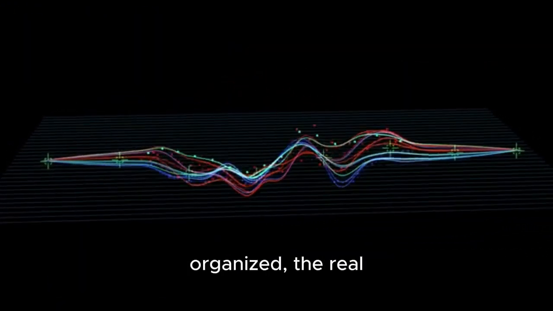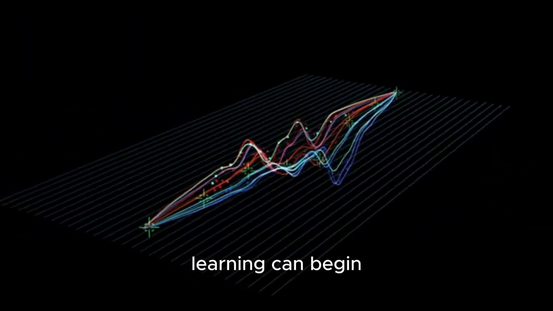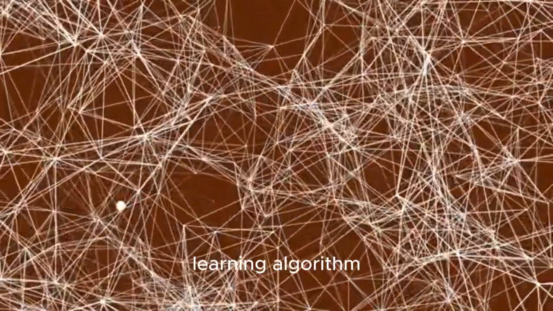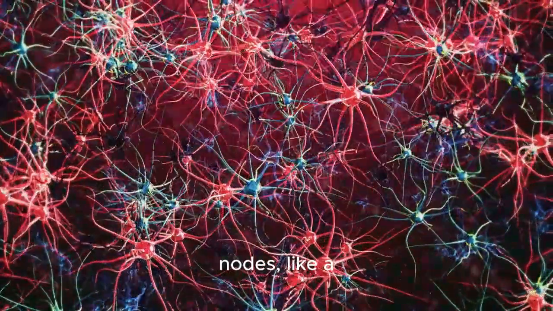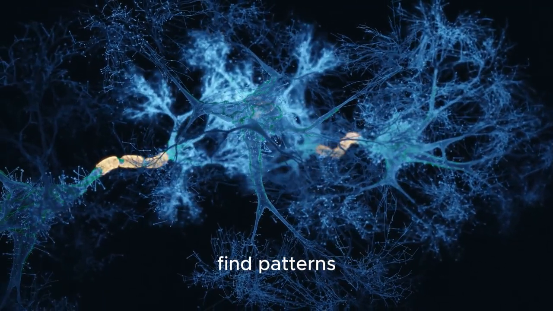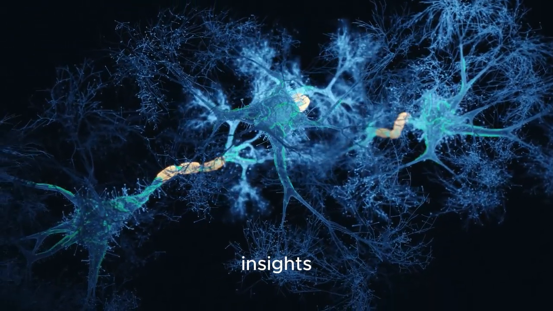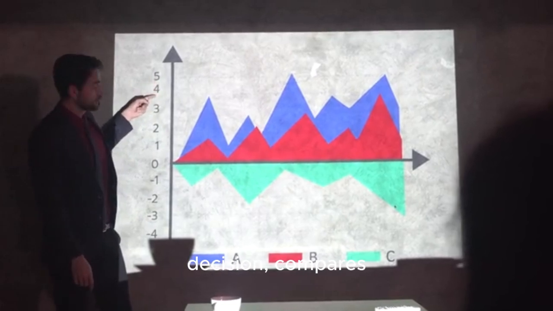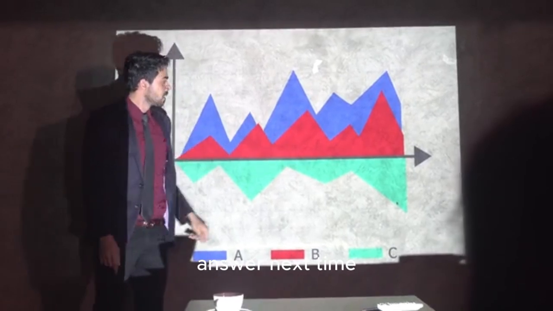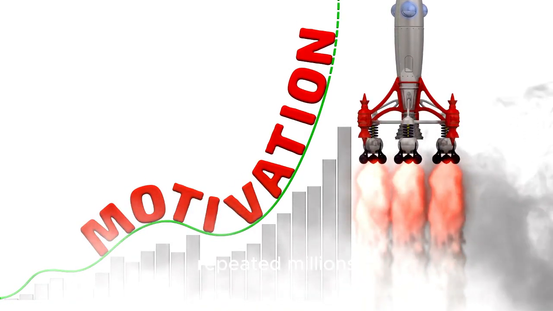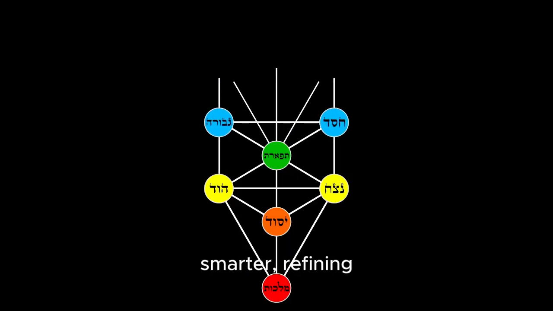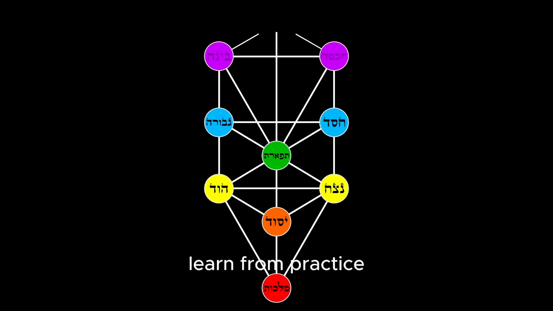Now that our data is clean and organized, the real learning can begin. This is the training phase. We feed our pristine data into a machine learning algorithm. Picture a complex network of interconnected nodes, like a digital brain. As the data flows through this network, the algorithm tries to find patterns, relationships, and insights. It makes a prediction or a decision, compares it to the correct outcome in the data, and then adjusts its internal connections to get closer to the right answer next time. This process is repeated millions, sometimes billions, of times. With each cycle, the model gets smarter, refining its understanding, much like how we learn from practice and repetition.